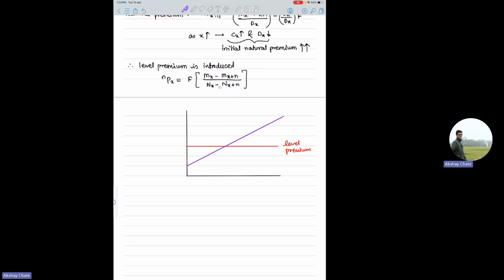Because as X increases, this natural premium increases significantly. So the older people will never choose this endowment endurance. They will just choose term life or something like that. Therefore, to offer them the flexibility, this kind of arrangement is done. Basically, here you are in deficit, but after some number of years, you balance out everything.